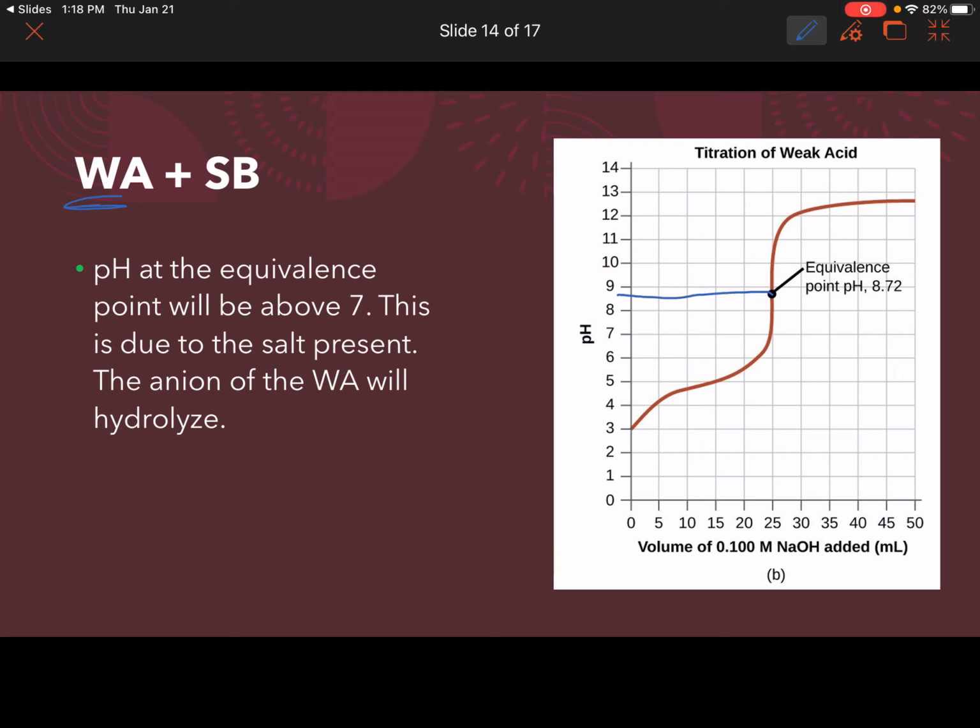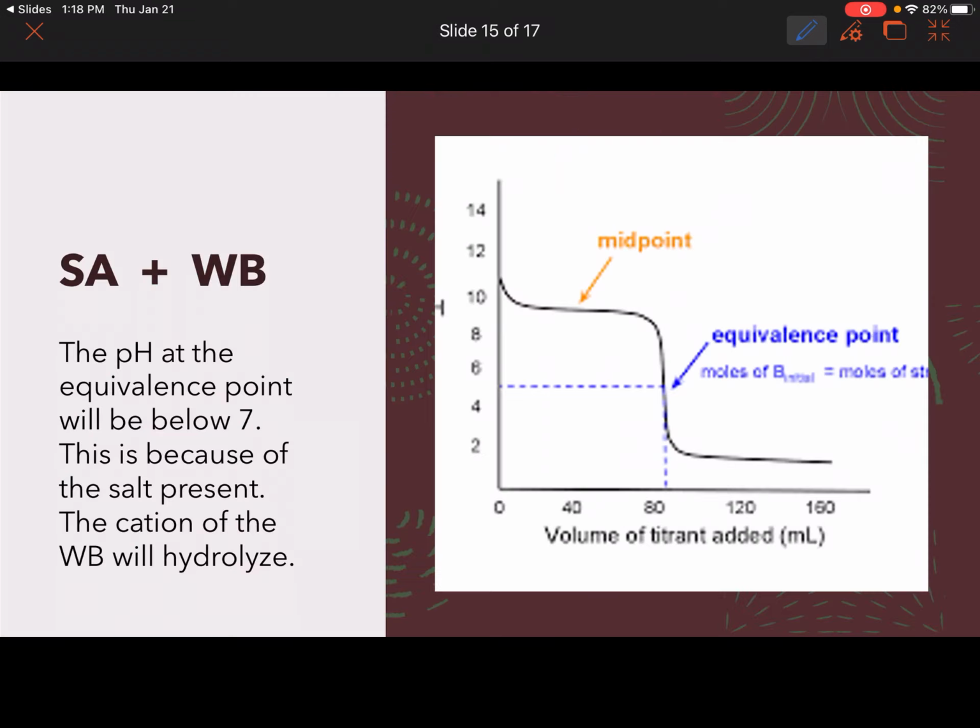So if you look here, it's 8 point something, right? It says right there, 8.72. And this is because the anion of the weak acid is going to hydrolyze. So it will react with the water to form some OH minus, and that will push the pH up towards the alkaline region. Okay, next we've got a strong acid and a weak base.